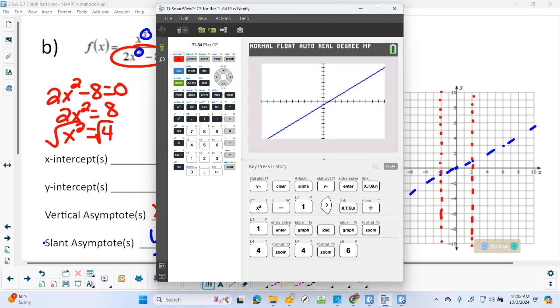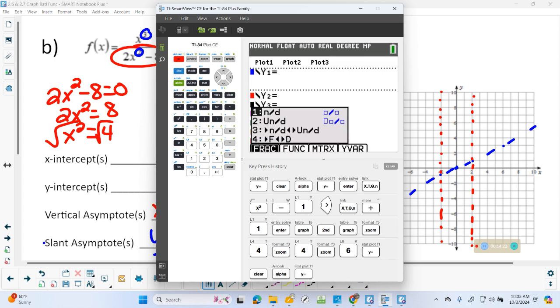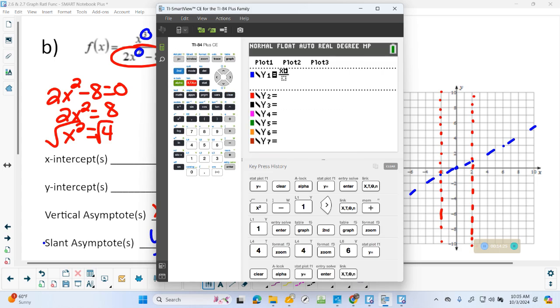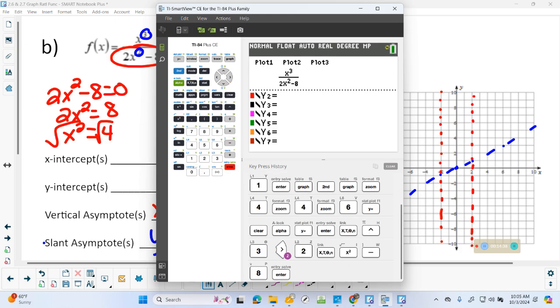So y equals, of course. Let me clear that out. Pull up your horizontal fraction bar. So I'm going to just type it in, just the original problem, just as it appears, x cubed. I hate this thing. I hit the right arrow. 2x squared minus 8. Okay, let's look at the graph first.